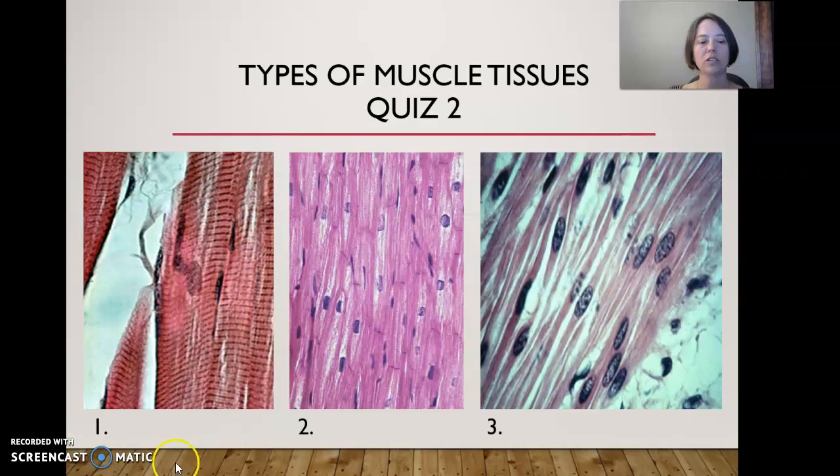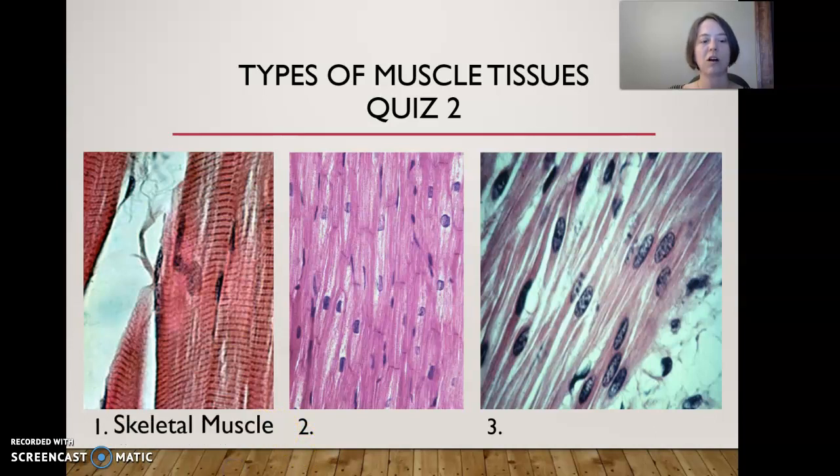Okay, getting ready for quiz 2. Again, write on your paper number 1, number 2, and number 3, and take your guesses as to which one is skeletal, which one is smooth, and which one is cardiac. Okay, if you don't have it written down yet, you want to pause the video.